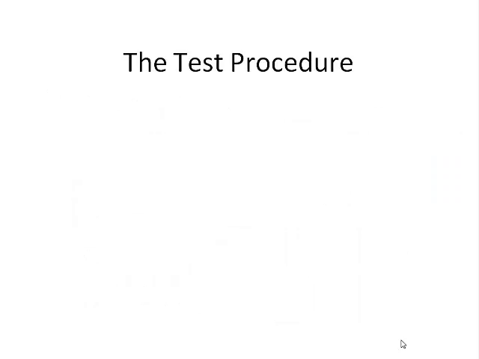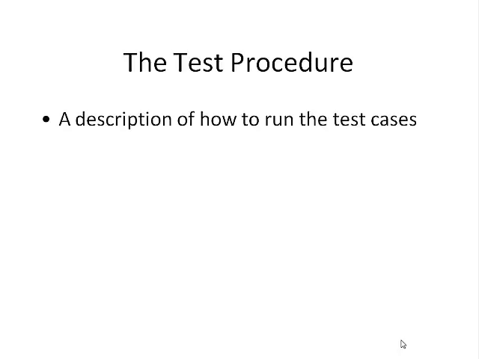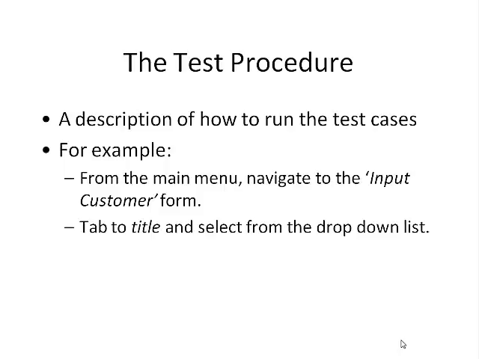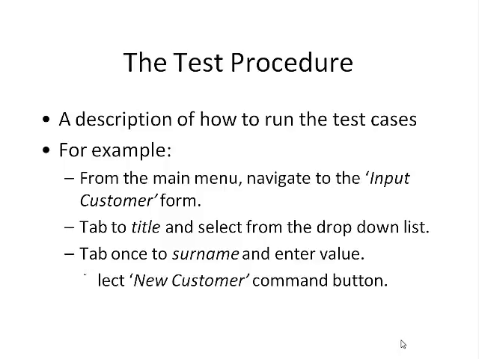The final thing we looked at was the test procedure, and another word for test procedure is the test script. It's a description of how to run the test cases. So to think about perhaps another kind of example, we might think about a navigation example. So the person must perhaps navigate to the input customer form, perform the tests which we've just seen, tab the surname, and finally select new customer. So it's a sequence of actions which the user must perform.